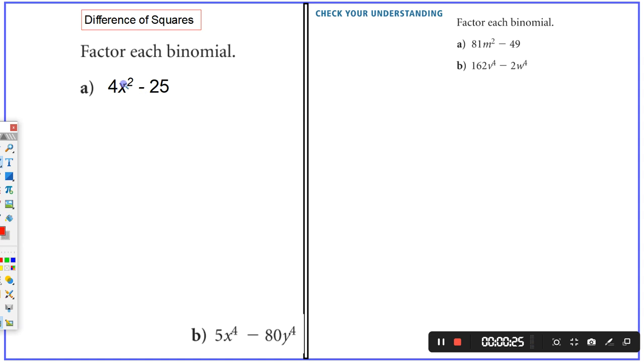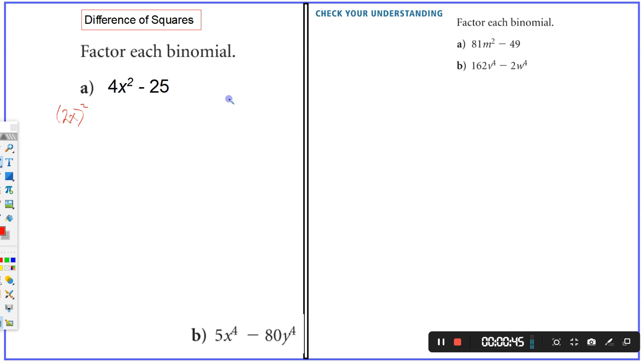Well, if I look at 4x squared, I know that 4 is a square number. I can do that as 2 times 2. And x squared is also going to be a square because it's x times x. So I could actually write this as 2x all squared. And if I multiply 2x by 2x, I would get 4x squared. So that's a square term.